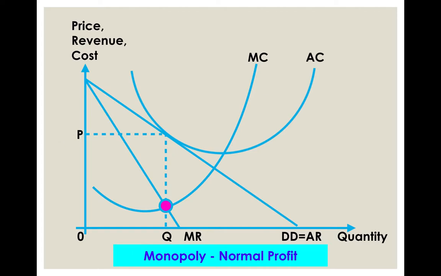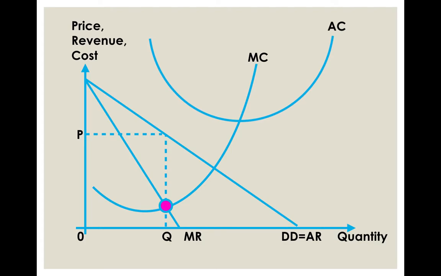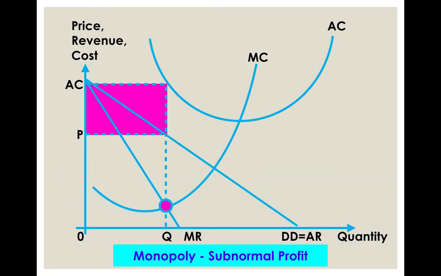Finally, how do we illustrate a monopoly suffering from subnormal profit? Yes, all we need to do is to shift the AC curve further upwards. Now you notice that to produce a profit maximizing quantity of Q, the average cost incurred is much higher at AC. So if we do the same analysis, total revenue is given by the yellow area. The total cost now will be given by the pink area, which far outstrips the area represented by total revenue. So this means that the monopoly is earning subnormal profit.